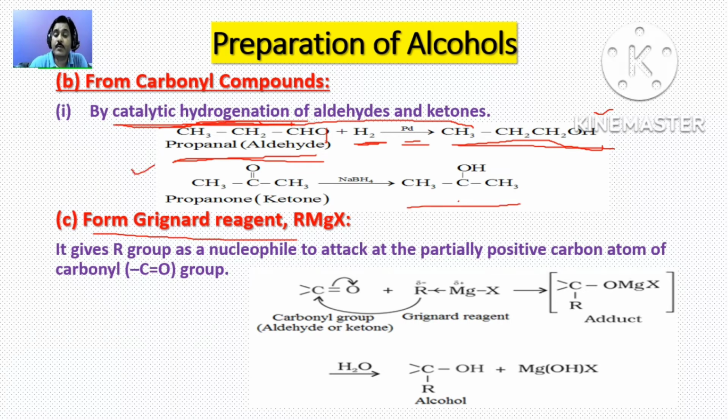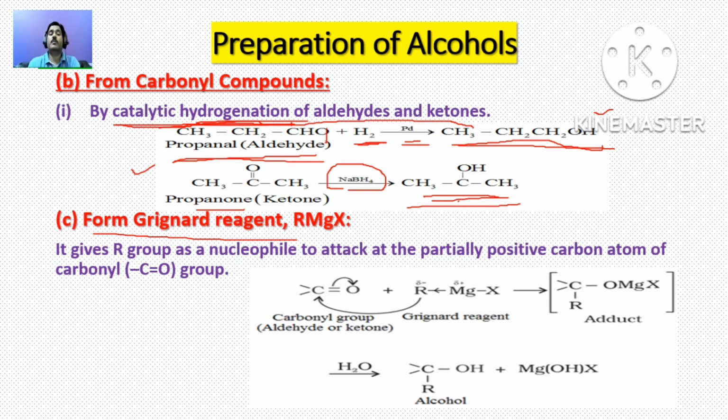Similarly, we can prepare alcohols from ketones. Here a ketone is there, the carbonyl group C=O is present, CH3, CH3, three carbons are there, so it is called propanone. When sodium borohydride is present along with the propanone, then alcohol will be formed, CH3CH(OH)CH3, isopropyl alcohol.